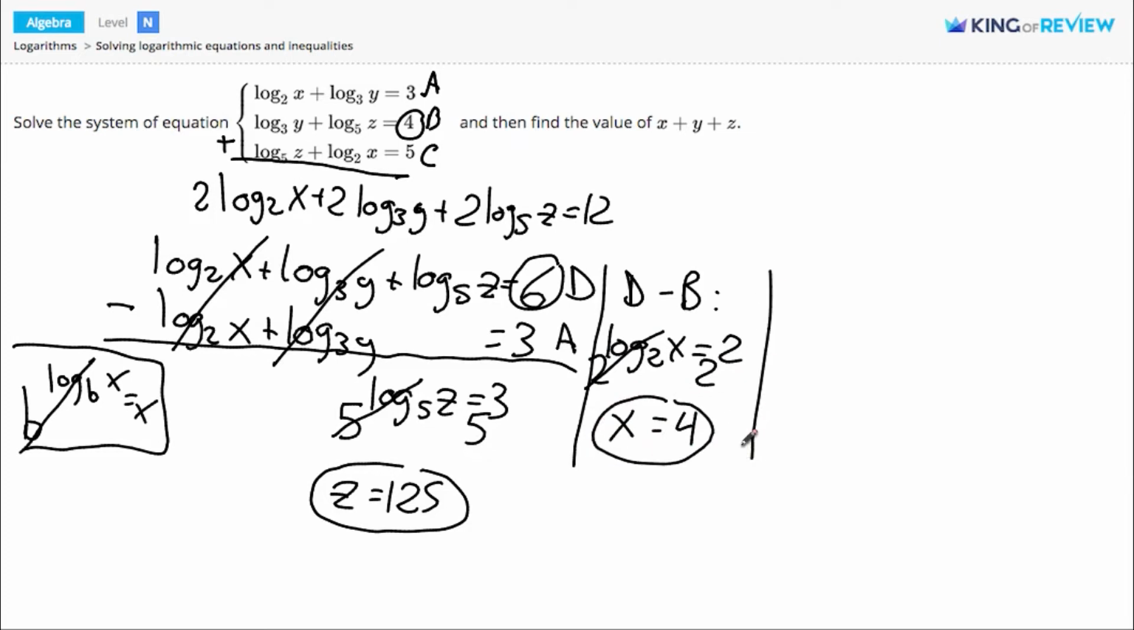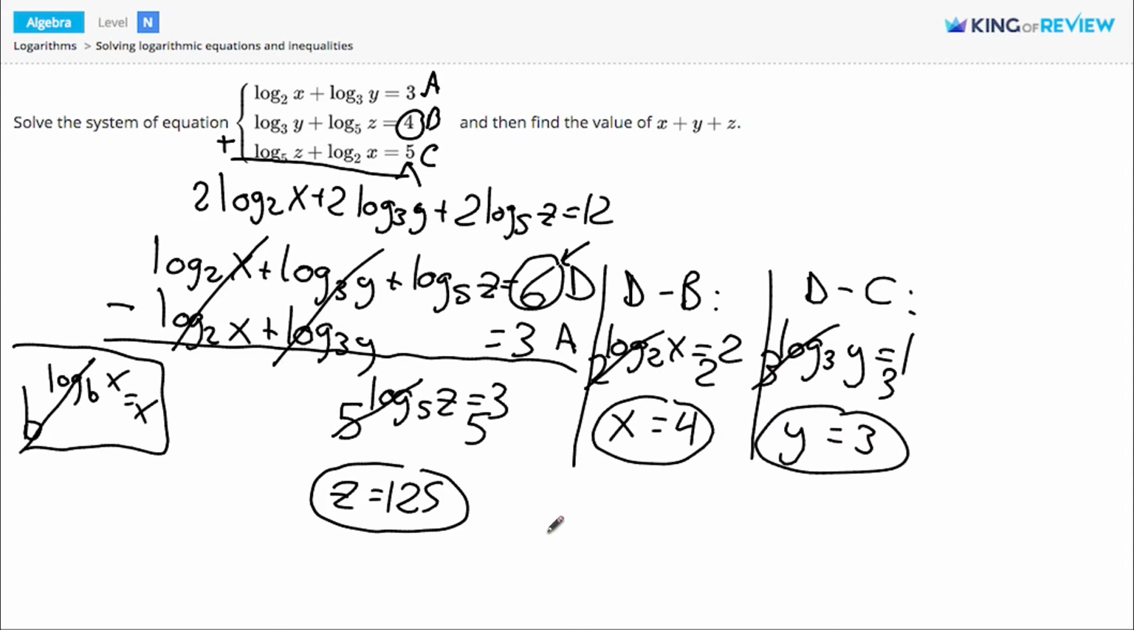And now if I take equation D minus equation C, the difference between equation D and equation C is the log base 3 of y, so that's what will be left on the left side of the equation. For the right side, we have 6 minus 5 equals 1. Raising 3 to the power of both sides, 3 and log base 3 cancel. 3 to the first power is 3. So now I have my answers for x, y, and z.